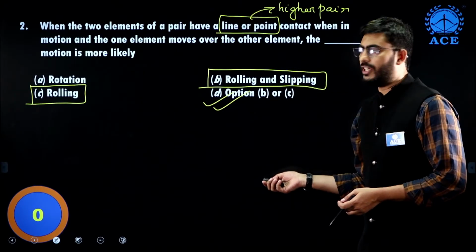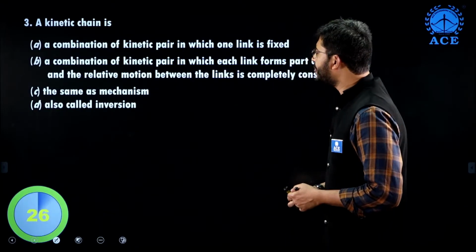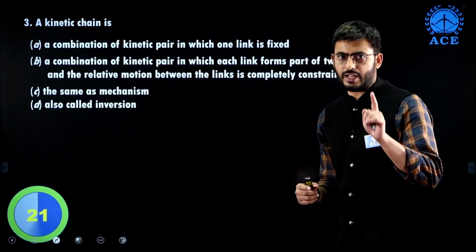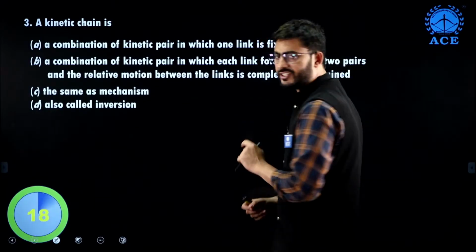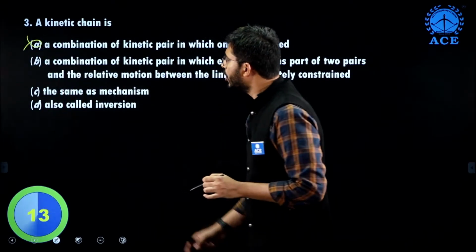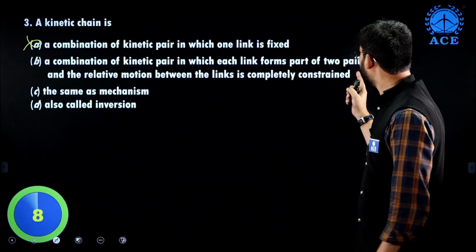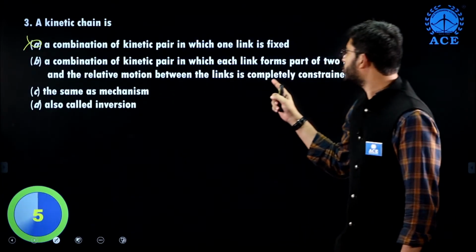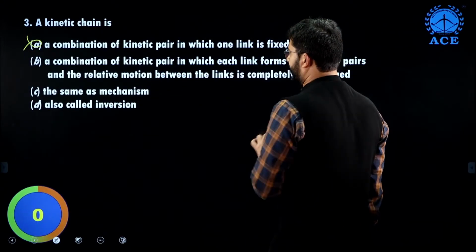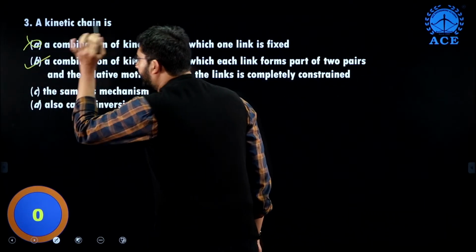Now let us move to the next question. A kinematic chain is dash. Option A says a combination of kinematic pairs in which one link is fixed. As I told you earlier, when one link is fixed, it is going to form a mechanism. So option A is not at all the correct one. Option B says the combination of kinematic pairs in which each link forms a part of two pairs and the relative motion between the links is completely constrained. Here none of the links is fixed, so option B could be the probable answer.